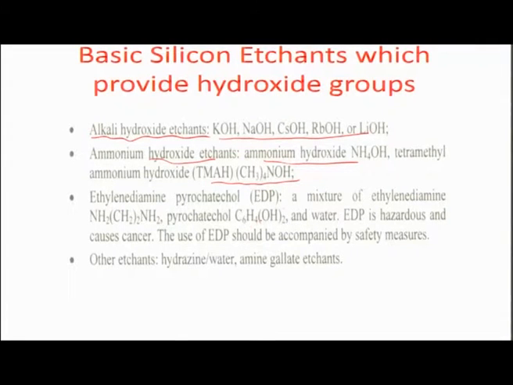There can also be other generators for hydroxide ions, for example this chemical right here, ethylene diamine pyrocatechol, EDP, which is a mixture of ethylene diamine, pyrocatechol, which is C6H4(OH)2, and water. So this also is used, although it is very hazardous and carcinogenic, but sometimes it is used for doing silicon etching. Obviously one has to handle it with utmost care. And then you can also use other etchants like hydrazine water or amine gallate etchants, and so on and so forth. So these are all a group of etchants which would provide the hydroxyl ion, and you generate hydroxyl ions to do etching on planar surfaces of silicon.